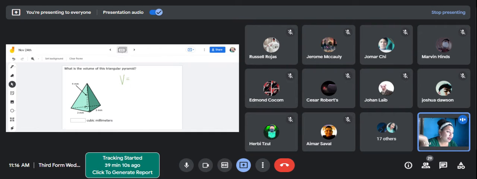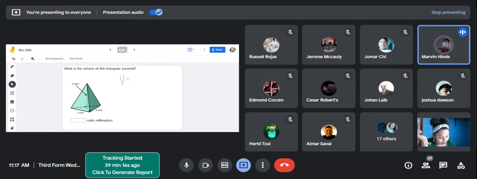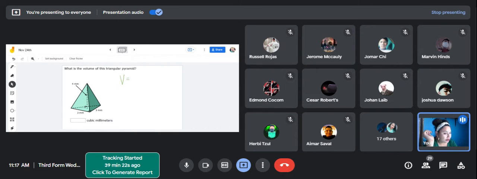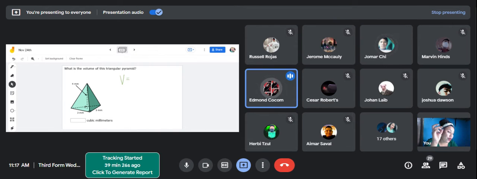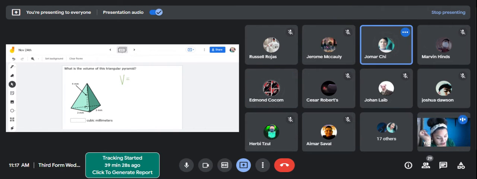Guys, you just wrote the formula. Somebody give me the formula. Volume equals 1 over 3 base height, miss. No, that's not the formula. I said the one in yellow. Miss, 1 over 6 B H. H.